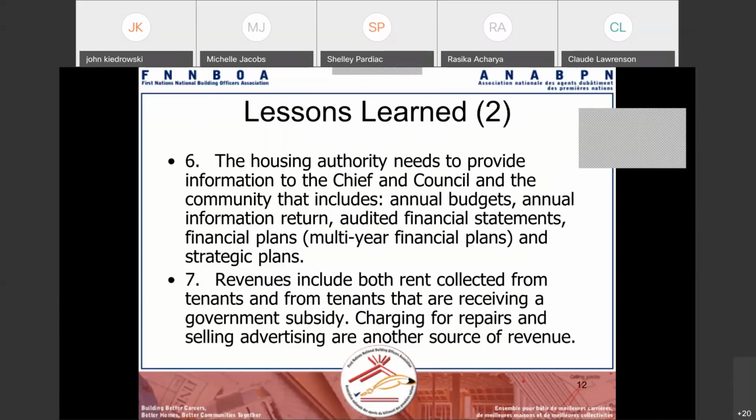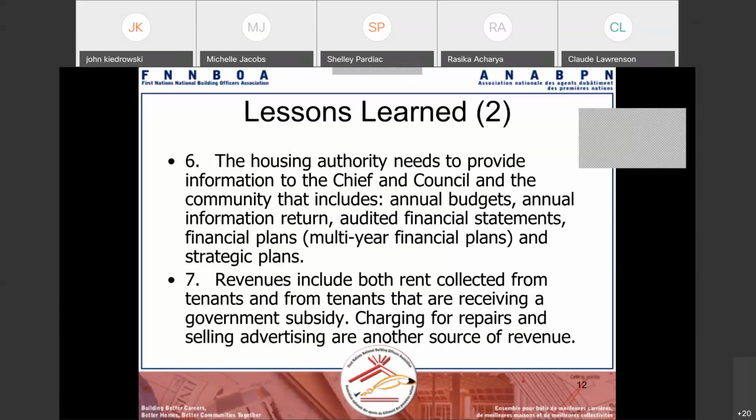Number 7 lesson we learned is that revenue includes both rent collected from tenants and from tenants that are receiving government subsidies. Charging for repairs and selling advertising are other sources of revenue. For example, if a home gets damaged, the tenant should be issued the bill, and those costs should be offset to cover the cost and revenues, to make sure that it's being paid for properly.